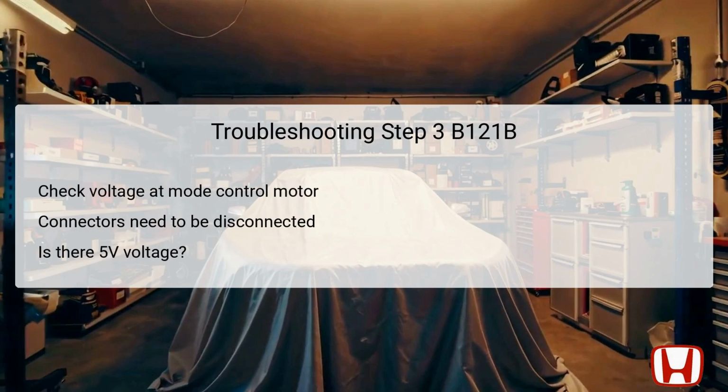For troubleshooting step 3, you need to measure the voltage present at the mode control motor S5V line. Firstly, ensure that the mode control motor's 7P connector is disconnected in order to safely test the circuit without interference. Turn the ignition switch to the on position and measure the voltage between test points 1 and 2, where test point 1 corresponds to the mode control motor's 7P connector's terminal, and test point 2 is the body ground.